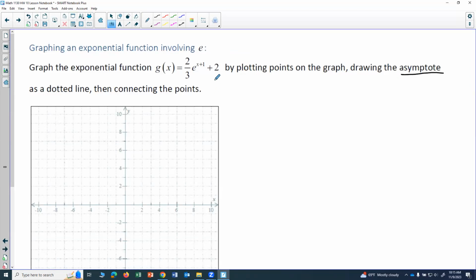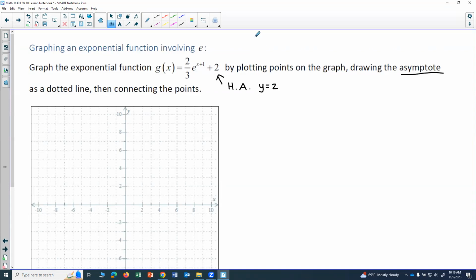So the asymptote is actually dependent on what you are adding or subtracting to your exponential function. In this case, we're adding a 2 to the exponential function. And so our horizontal asymptote is going to be at y equals 2. So I'm going to abbreviate horizontal asymptote as HA. So I'll have HA is y equals 2.